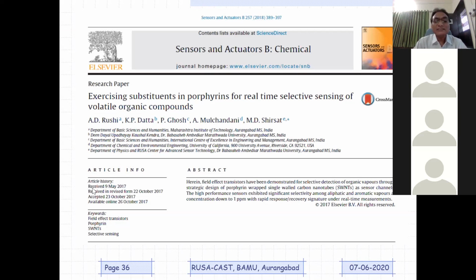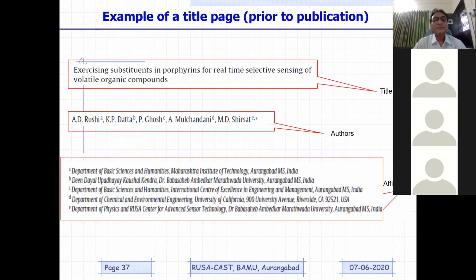And then you can see the date of receipt, date of revision, date of acceptance, and date of online availability. From these dates also, you will be able to understand how fast the reviewing and refereeing of the journal is going to be.